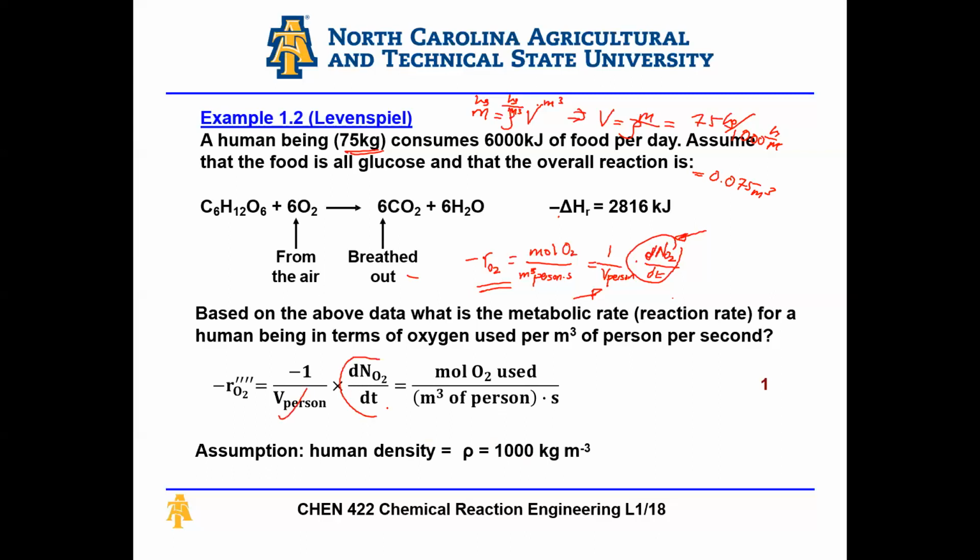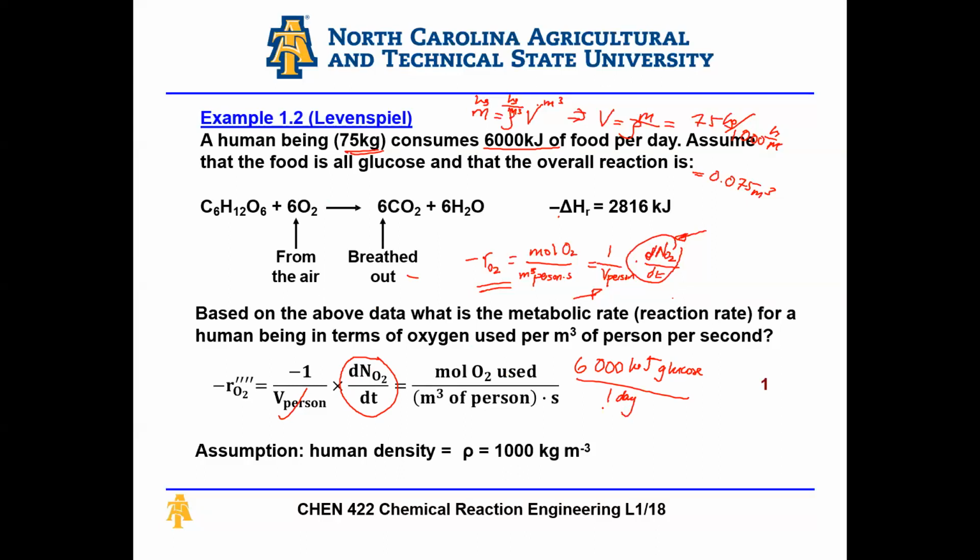So now we need to look at this parameter. In order to get this, we need to see what type of information we are given. So I'm given that he consumes 6,000 kilojoules of food per day, right? So if I go down here, try and write it. So he's consuming 6,000 kilojoules of glucose per 1 day, right?